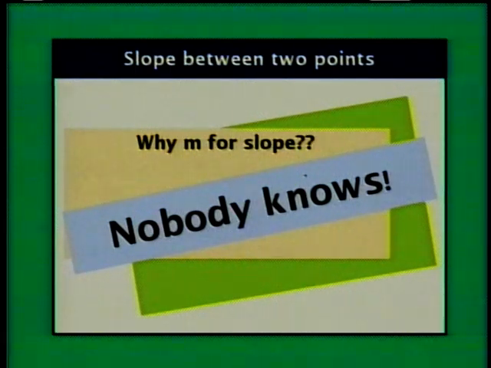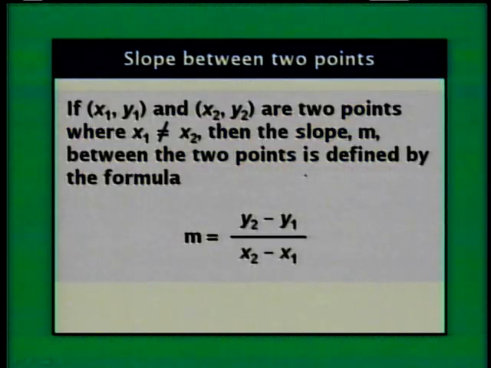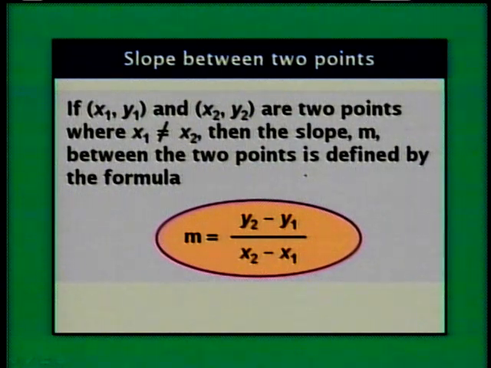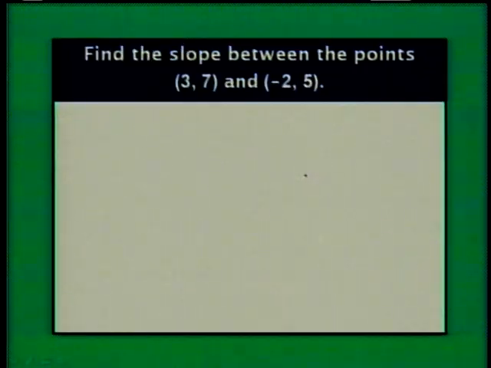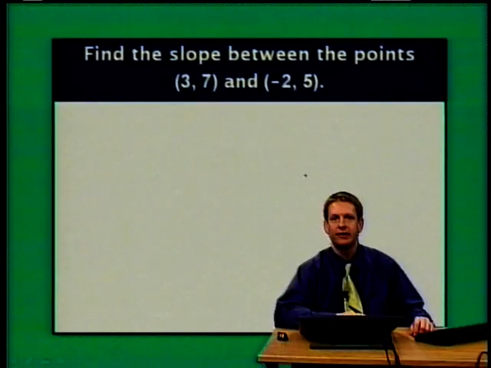Now let's get back to that formula. What I want to do is focus on the actual computation part of the formula. m equals y sub 2 minus y sub 1 over x sub 2 minus x sub 1, where x sub 1, y sub 1, and x sub 2, y sub 2 are 2 points. Let's apply that to the 2 points, (3, 7) and (negative 2, 5).